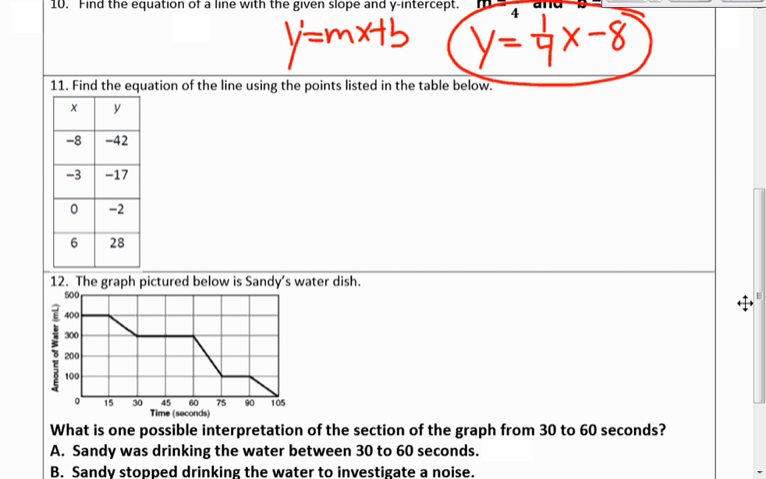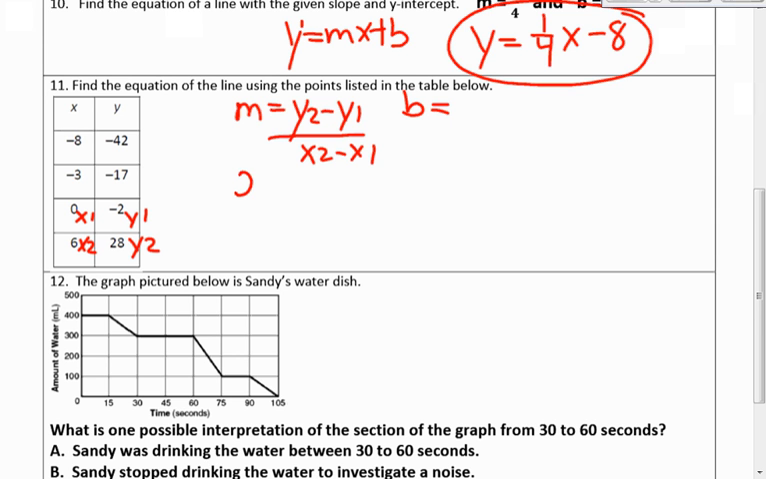For number 10, find the equation of the line using the points listed. So to find the equation of the line, that means you need the slope and the y-intercept. To find slope when they're giving you coordinates, you use y2 minus y1 over x2 minus x1. You could pick any two sets of coordinates for this. I'm going to use the bottom two, x1, y1, x2, y2, and substitute them into the formula.